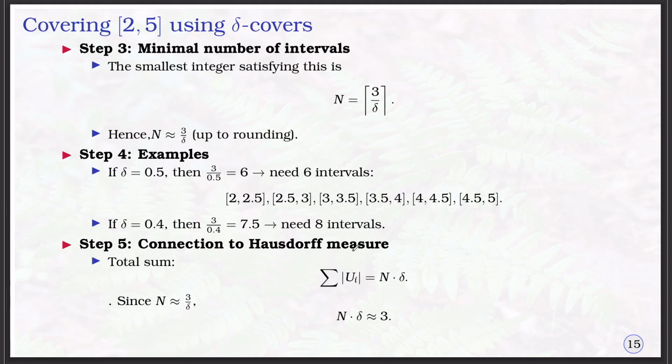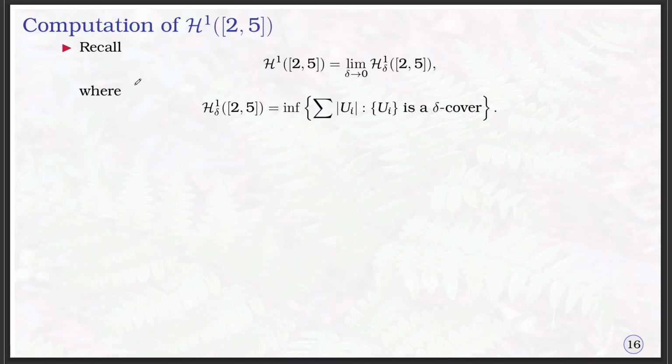Now, connect to the Hausdorff measure. We need to find the total sum. The total sum equals the sum of mu_i, which equals n times delta. Here n equals 3 by delta, so n times delta is approximately 3. So, recall that H1 of [2, 5] is equal to the limit as delta tends to 0 of H delta 1 of [2, 5].